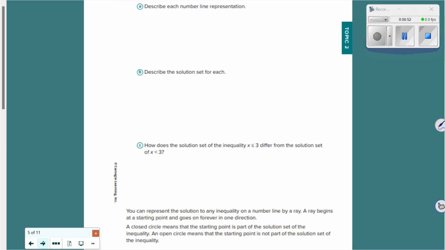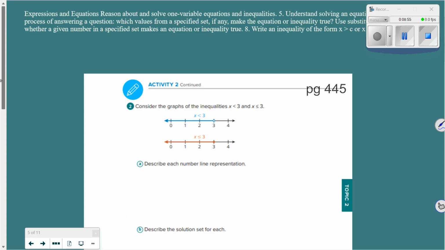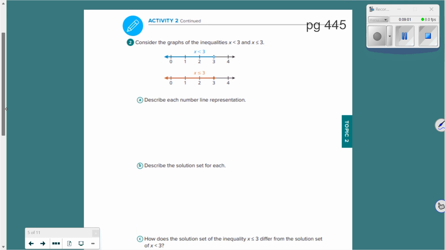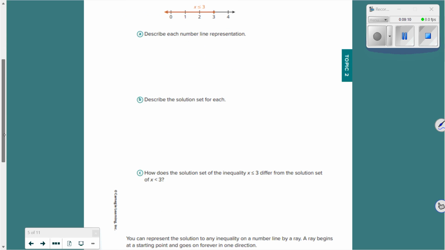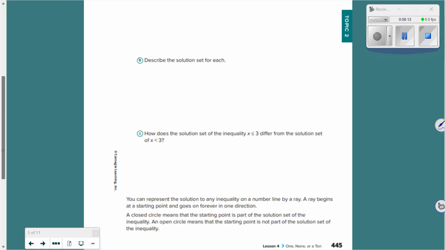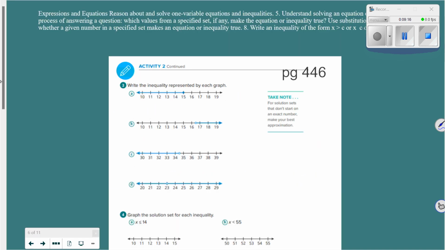Okay, go to our next page. If I look at those graphs, it's basically what we just went through. Now instead of greater than, they're doing less than, but you'll see it's exactly the same. For the sake of time, we're going to skip the rest of this page. I want you to go to page 446. This is going to give you a chance to actually do some of this graphing and writing the inequality. So our first part, we want you to write the inequality represented by each graph.